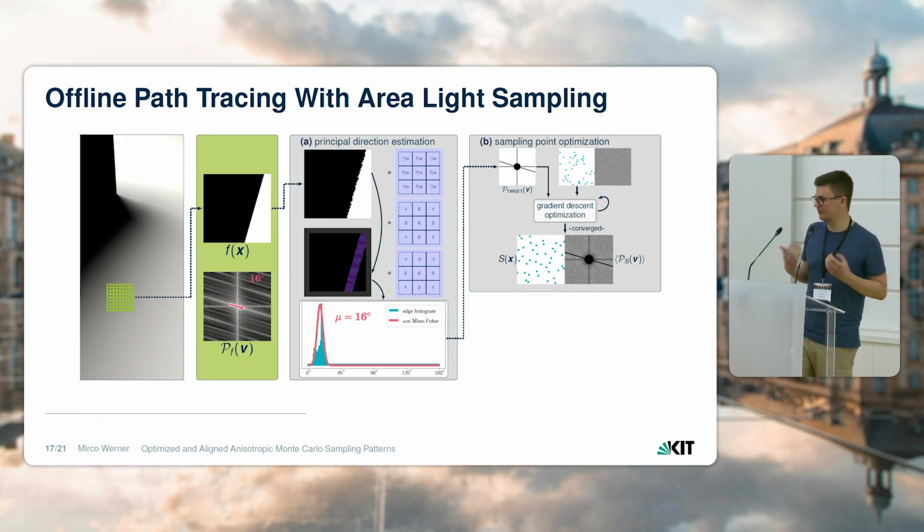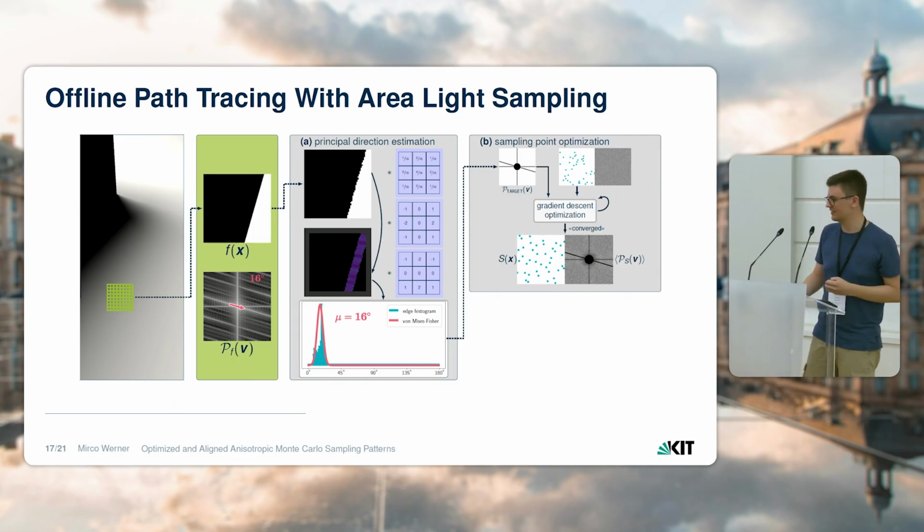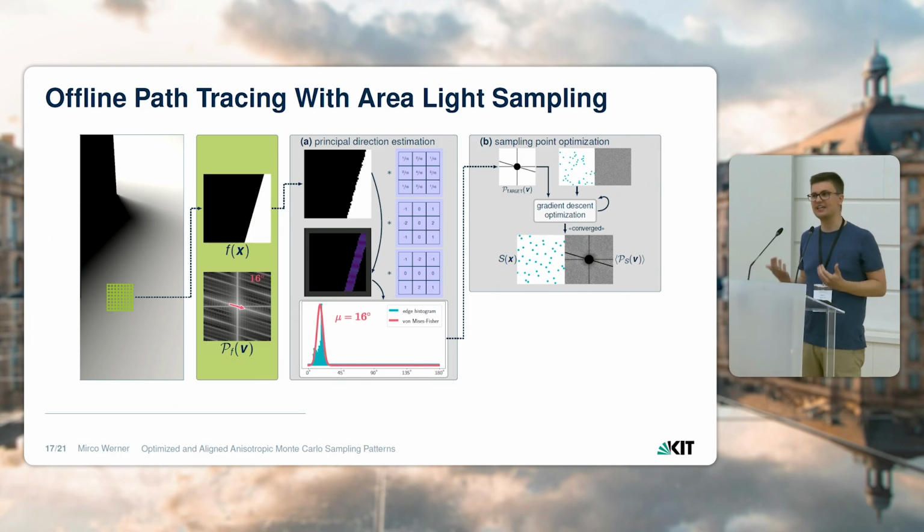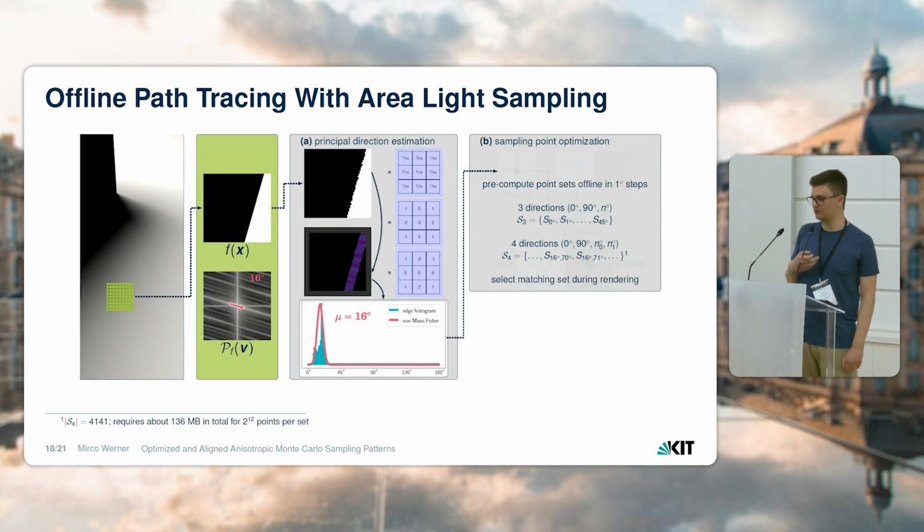Okay, so with that, we have extracted this information about these high energy directions. So in theory, we can just run our sampling point optimization and get a matching point set for each pixel in this block. However, this point optimization algorithm, and I think some of you may already think that, runs offline, so it can take several minutes to optimize a point set depending on the number of points and the number of frequencies we optimize for. Our solution for this is that we are able to just pre-compute point sets offline in 1 degree steps.